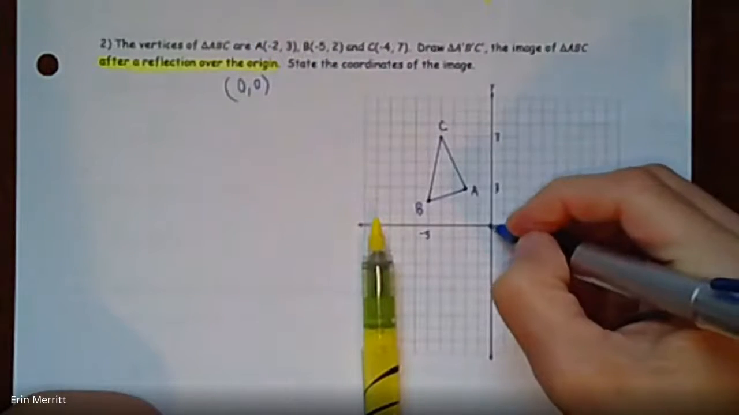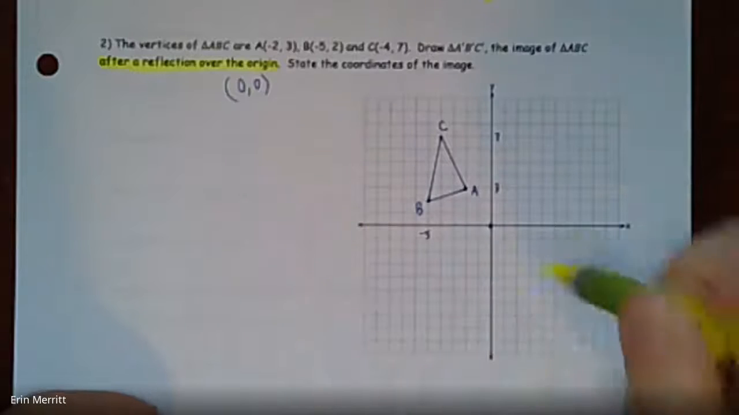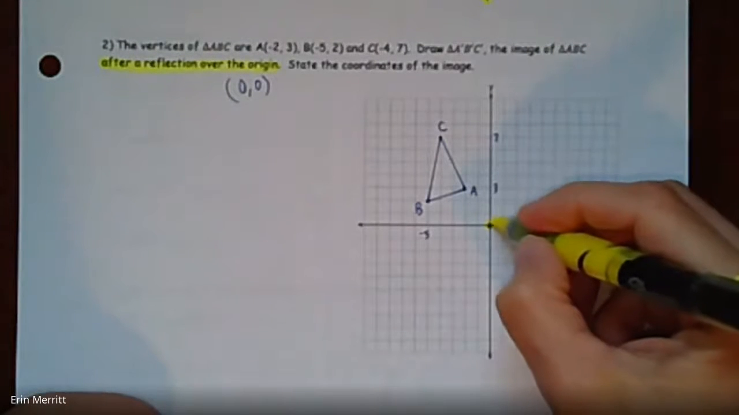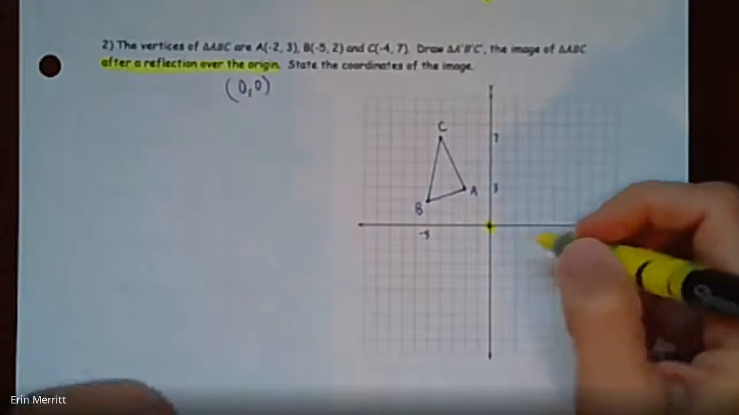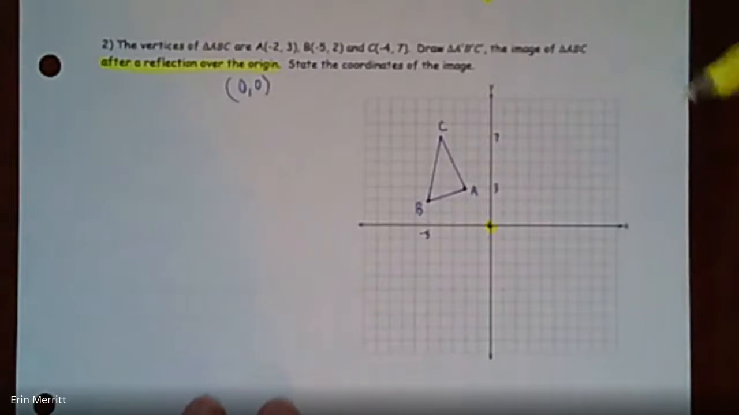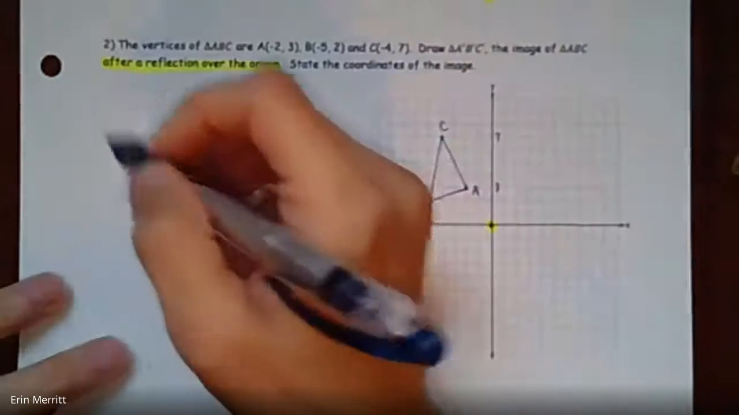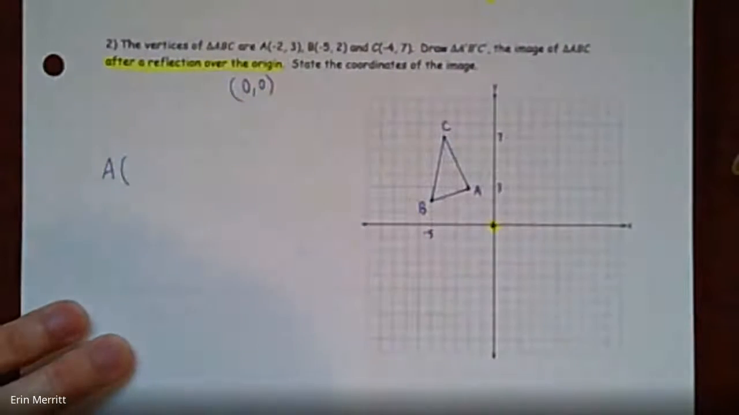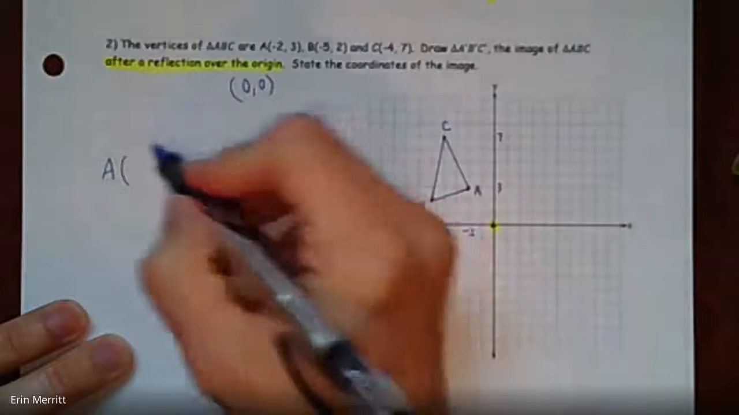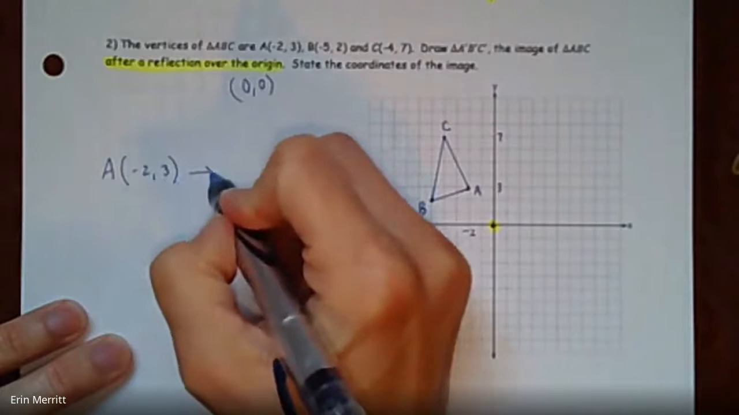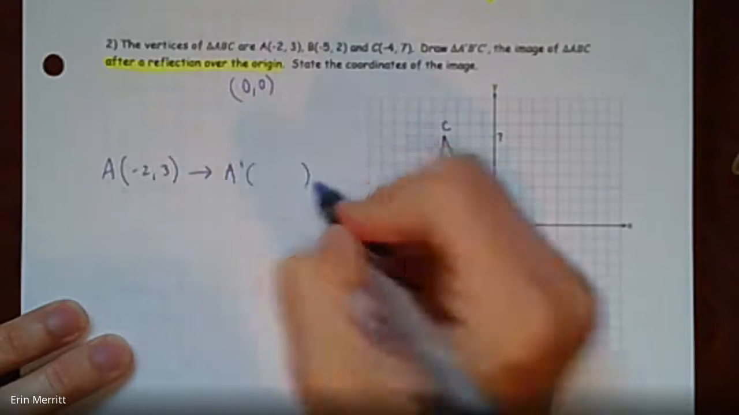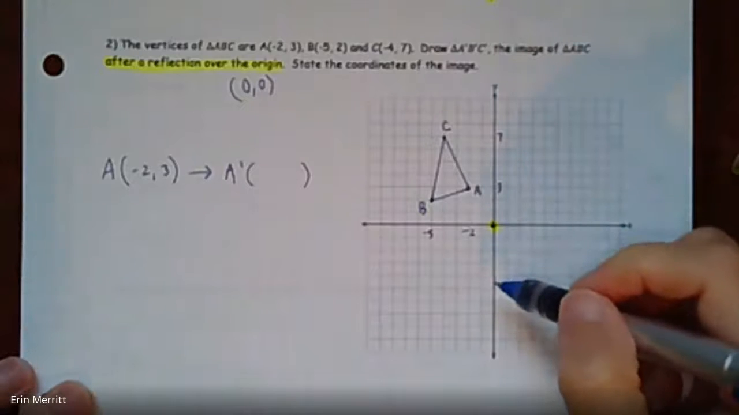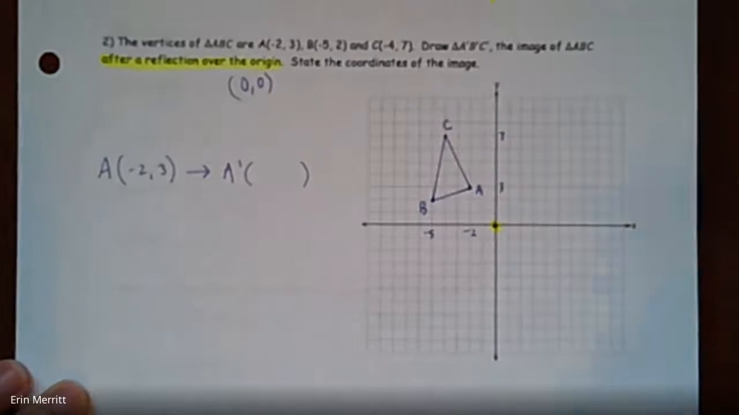So the (0, 0) right here, I'm going to highlight that point so that I can remember what's going on. All right. How you do this, to walk a point and flip it through a point like the origin, you are essentially going to take advantage of the slope. So if I start with A, which is over at (-2, 3), and I want it to move to A prime, you have to figure out how far you have to go to get to the point of reflection.